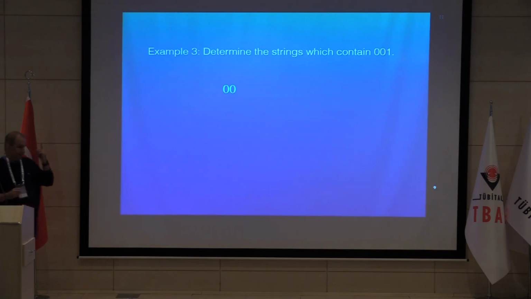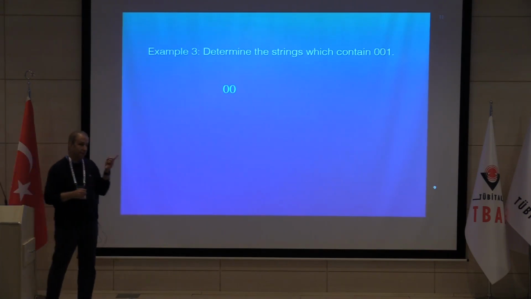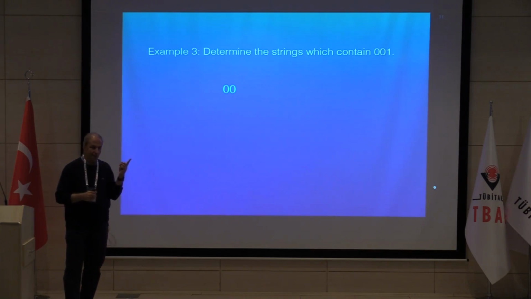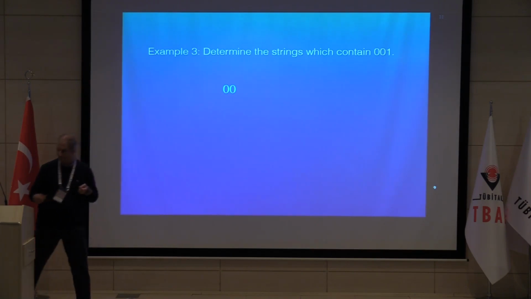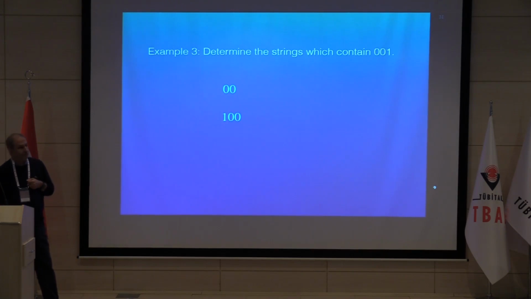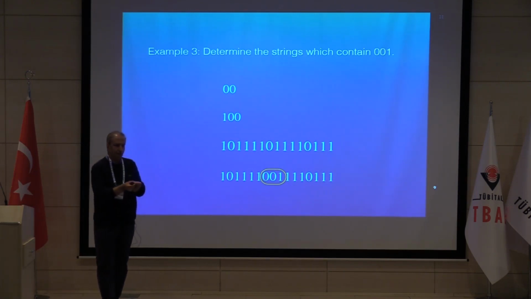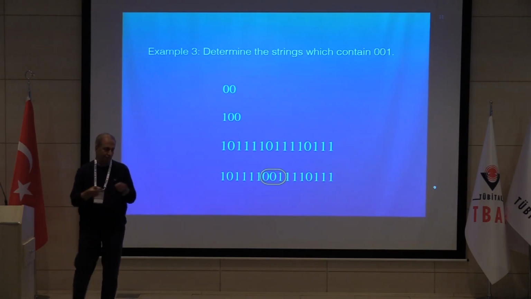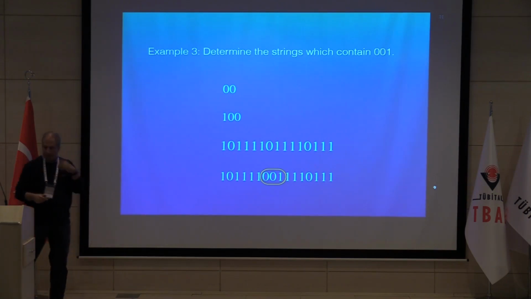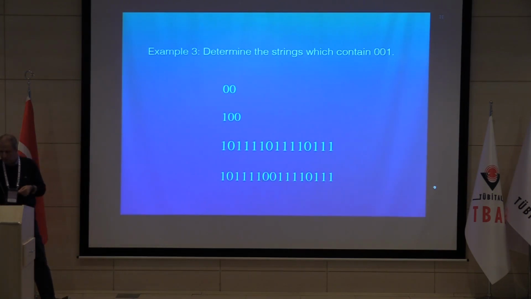So, should this string be accepted by the machine or not? Yes or no? No. How about this one? Yes or no? How about this one? Yes. But note that this substring may be hidden among thousands and thousands of digits. And we want to design an algorithm for finding this.